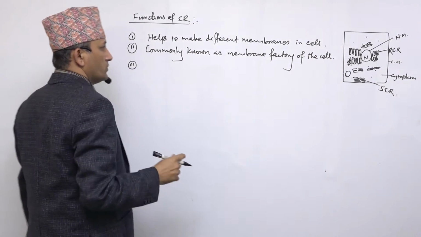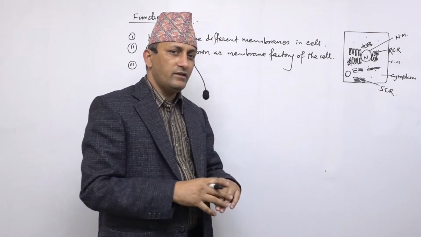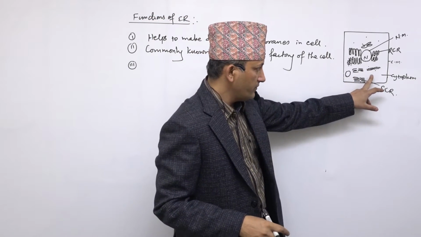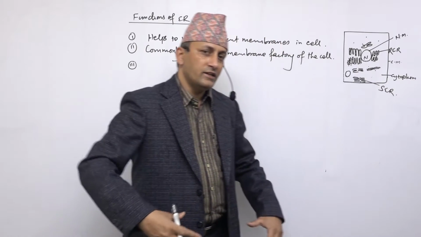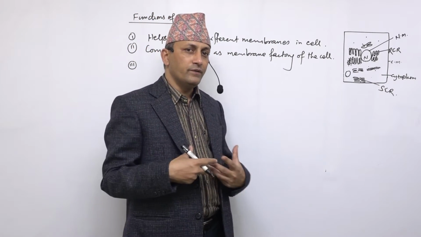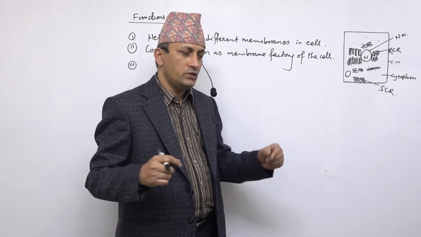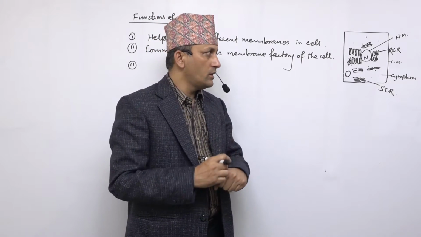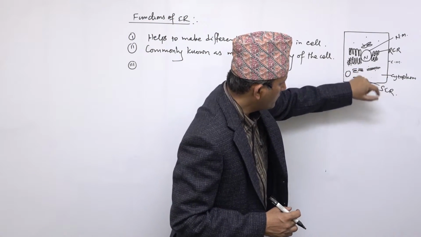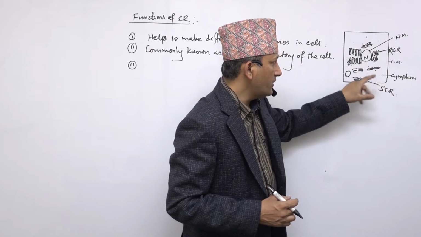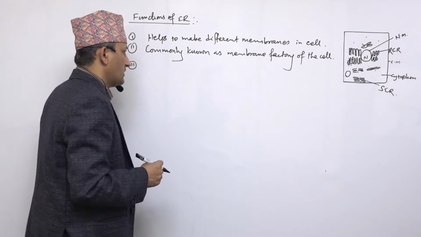See, since this endoplasmic reticulum makes a highly connected dense network in the cytoplasm, it functions like the skeleton, like the skeleton is spread inside our body. So when you touch the different parts, then we feel the skeleton inside it. Likewise, this endoplasmic reticulum is spread throughout the cytoplasm and it functions like the skeleton of the cell. So that's why it is called cytoskeleton.